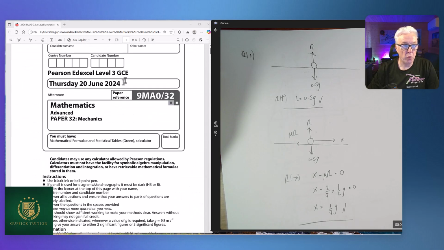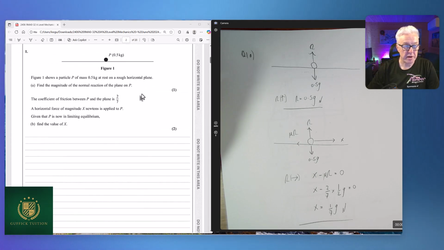Hello everyone, we've got question 1 here of Mechanics 2024 A-Level. So it's a nice, really straightforward question.